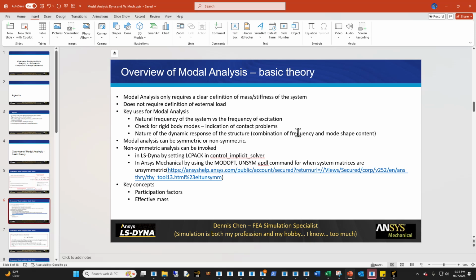I might do a video about this in the future. If I can find a very good example, I can demonstrate the difference between the two. It's not very commonly used. Honestly, I have never really used an asymmetric modal analysis in my personal projects, but knowing that it exists helps.